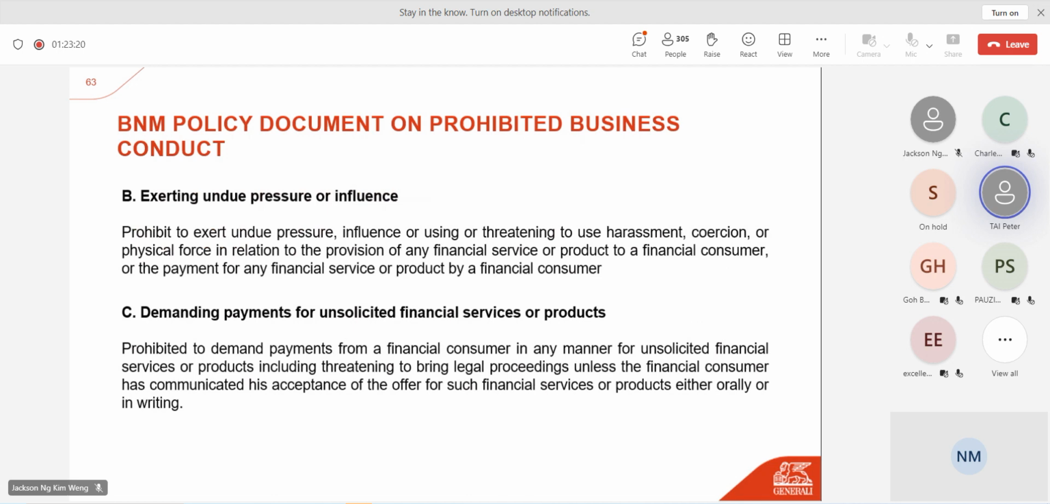Now, exerting undue pressure or influence. Again, I'm going to mention this because you can always advise. I'm going to share one real life example with you. When I was doing sales, I accompanied one of my agents to a place in Kajang. It's on a hillside, not the top of the hill, but slightly on the high side.